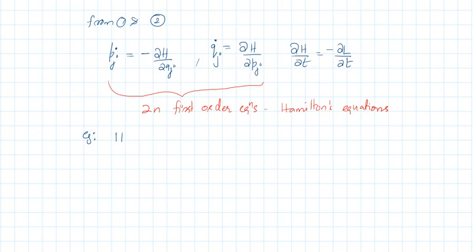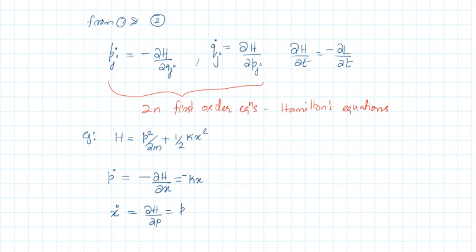Again, a harmonic oscillator. H is equal to p square by 2m plus half kx square. So first equation, p dot is equal to minus ∂H/∂x. P square by 2m plus half kx square is the Hamiltonian. So this becomes minus kx. And x dot is equal to ∂H/∂p. It is p by m. So you have two first order equations.